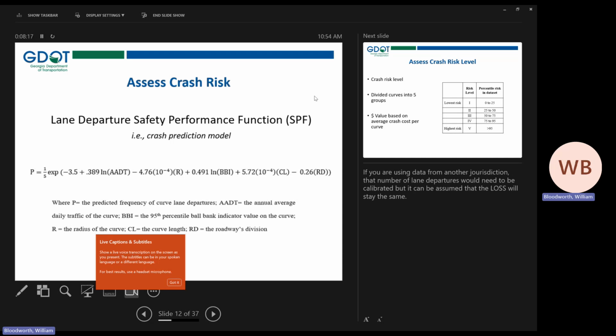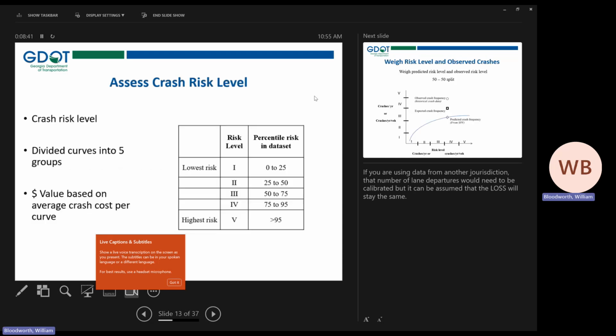Using a safety performance function, this is what I developed in my thesis and have been able to implement into practice. We built a crash prediction model. Would love it if everyone leveraged this as well. Predicting roadway departure specific crashes based on ADT, ball bank indicator, radius, curve length, and roadway division, or presence of a median. We then categorized all of our curves into 5 different risk levels.